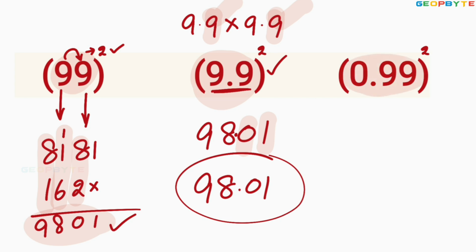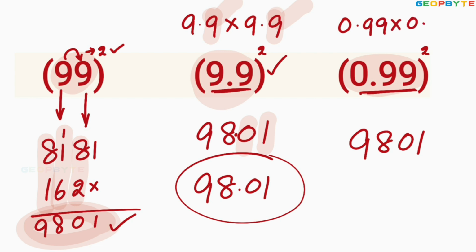Similarly, look at the 0.99 whole square. For the 0.99 whole square also, write the 9801 first. After that, you know how to simplify it. This 0.99 whole square I can write as 0.99 into 0.99. Then you count the number of digits 1, 2, 3, 4. After the 4 places you mark the decimal point. So 0.9801 will be the value of 0.99 whole square.